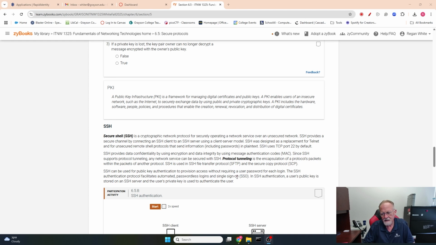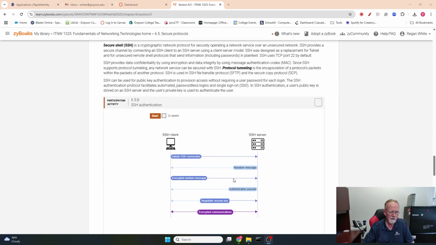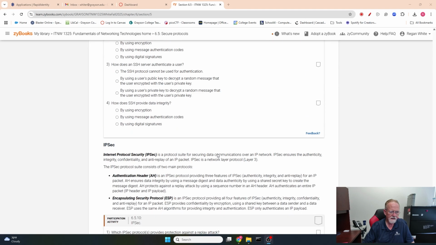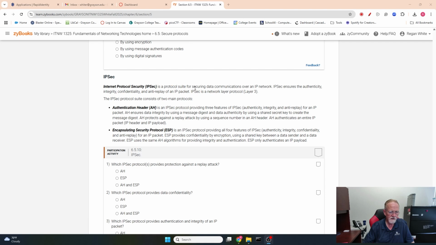Basically, this is like signing into the My Viking protocol here on the Grayson Network. When you sign into your Viking page, then you can go to Microsoft 365, or you can go to the Student Planner, or any one of those things, and you can get in there without having to sign into those because you already have single sign-on. In SSH authentication, a user's public key is stored in the SSH server, and the private key is used to authenticate the user.